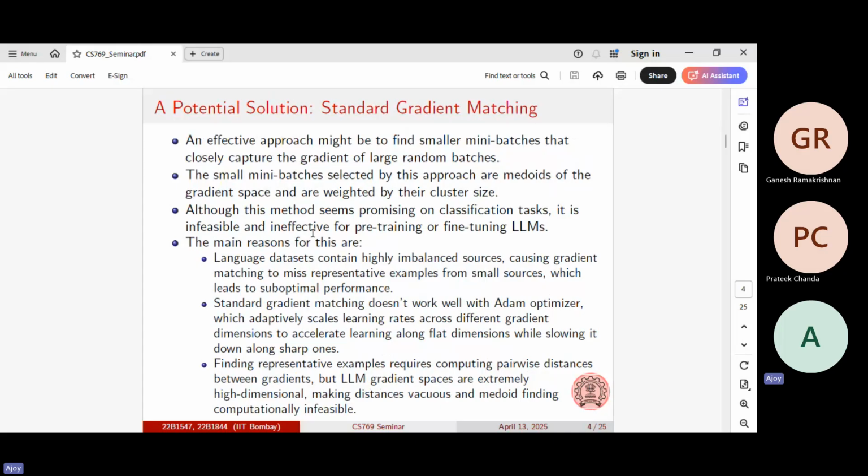The standard gradient matching method had good results for image classification tasks, but for LLM fine tuning it has poor performance. This is due to the three things I talked about earlier: the highly imbalanced sources, the Adam optimizer problem, and the large gradient dimension size.